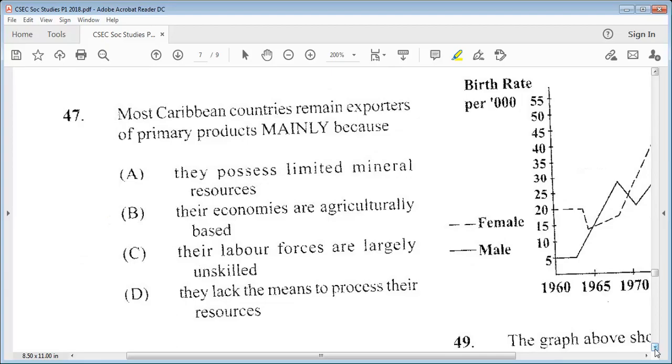Let's go to 47. Most Caribbean countries remain exporters of primary products, mainly because A, they possess limited mineral resources, B, their economies are agriculturally based, C, their labor forces are largely unskilled, or D, they lack the means to process their resources. So most Caribbean countries remain exporters of primary products mainly because they lack the means to process their resources. So our answer would be D. Let's go on to 48.